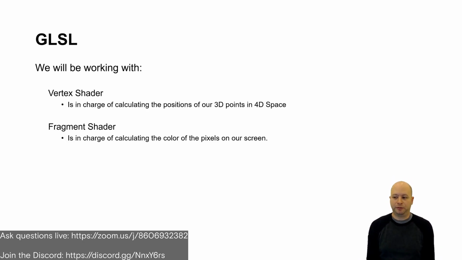So, as I mentioned before multiple times, we're only going to really be working with the vertex shader and with the fragment shader. And so the vertex shader takes our positions and converts them into 2D, and then the fragment shader takes those 2D points and then converts them into an actual color.